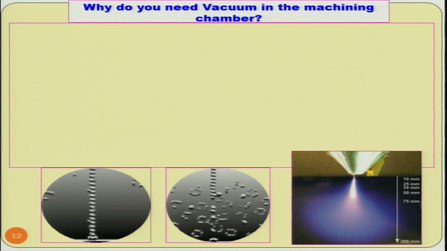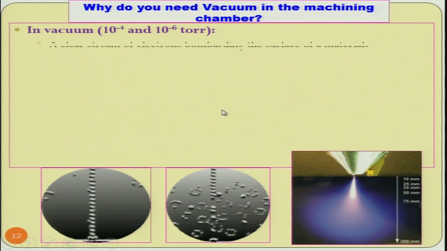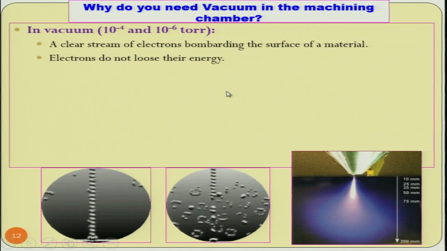The question is, why do you need vacuum in the machining chamber? I told you in the earlier slide that to create very high vacuum, you have the pumps. The pumps are used to create high vacuum there. So, the question is, really speaking, why do you need it? A vacuum of 10 raised to minus 4 to 10 raised to minus 6 torr is created in the machining chamber. A clear stream of electrons bombards the surface of the material, and the electrons do not lose their energy.